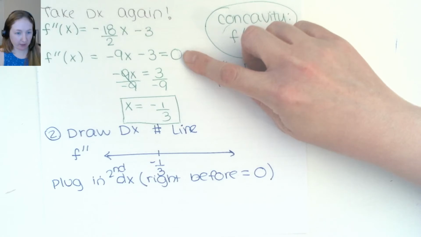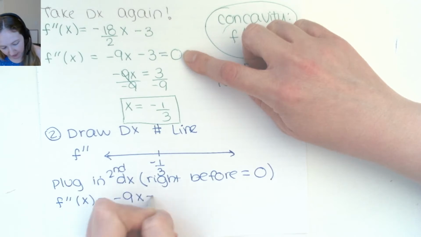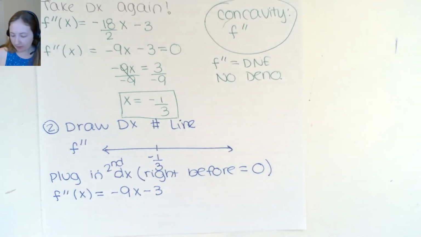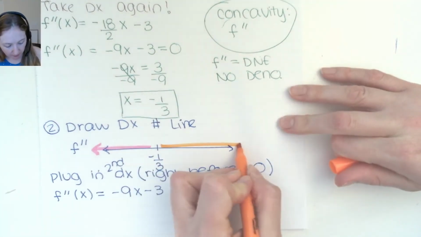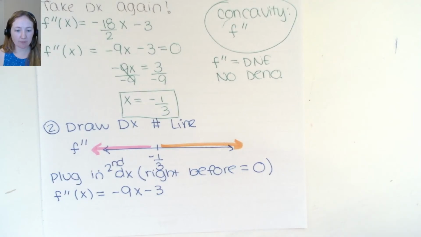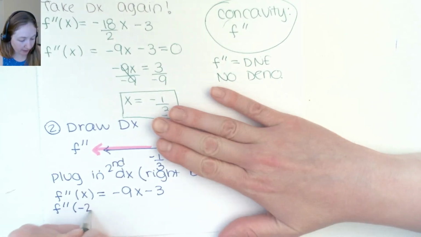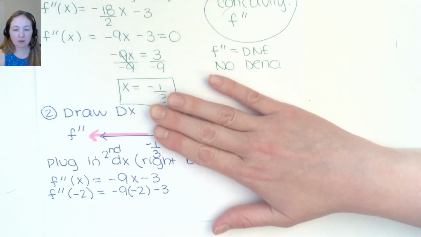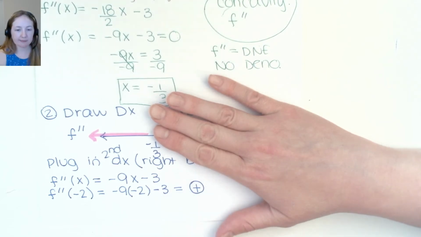So if I go back to where I set it equal to 0, I have f double prime of x is defined as negative 9x minus 3. And now I will test a number into each of these intervals. So one number between negative infinity and negative 1/3, and then another number to the right of negative 1/3. So for the first interval, maybe I plug in negative 2. That gives us negative 9 times negative 2 minus 3. That's going to give us a positive 18 minus 3. So that gives us a positive.